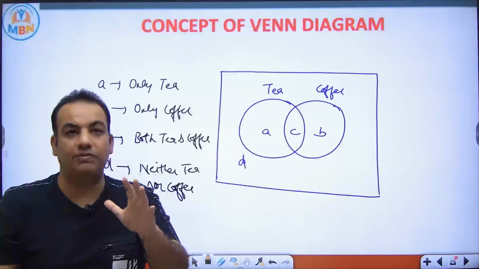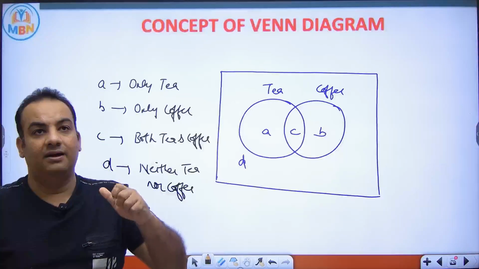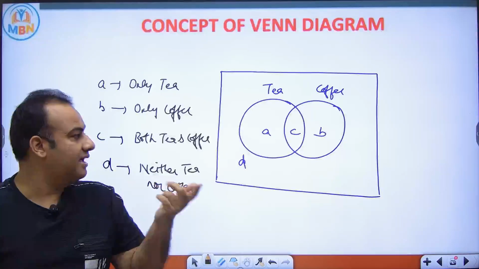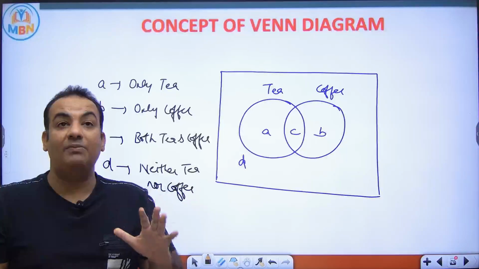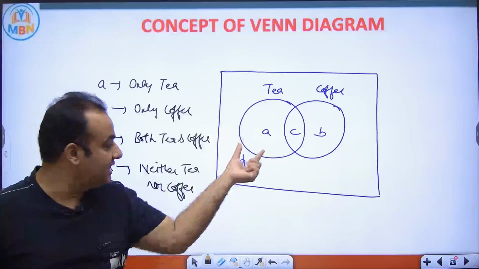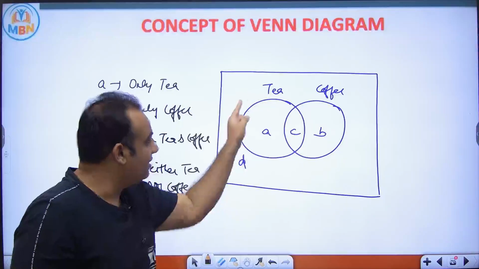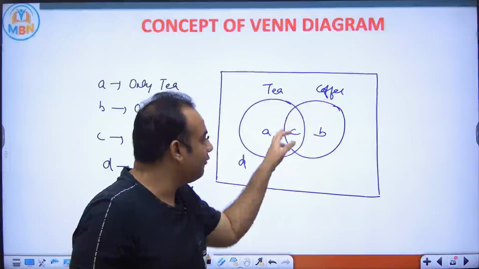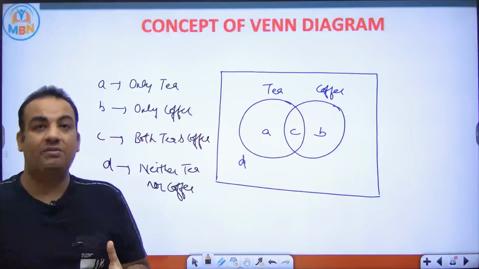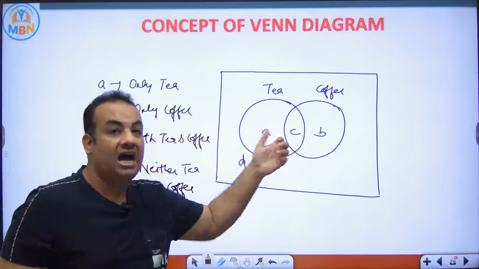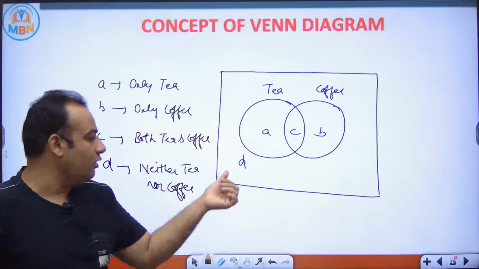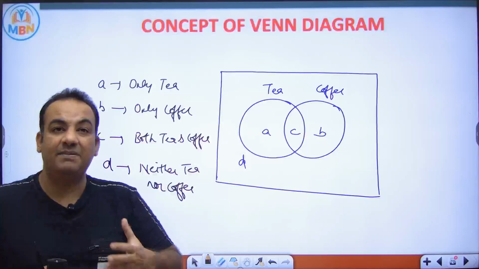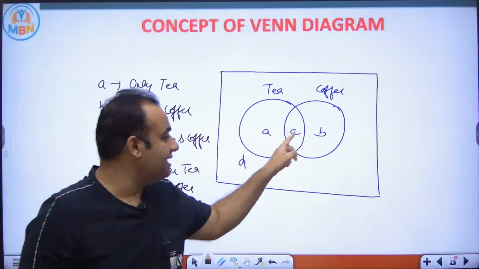Please just listen to me carefully and think what is the answer. If I say, how many people drink tea? Answer is A plus C. For tea, the circle is this, A plus C. How many people drink coffee? Complete circle of coffee, B plus C. If I say, how many people drink both? Answer is C. How many people drink neither tea nor coffee? Answer is D. How many people drink exactly one? So that is A plus B.